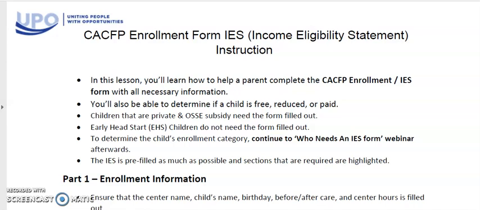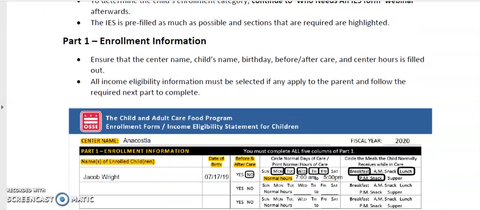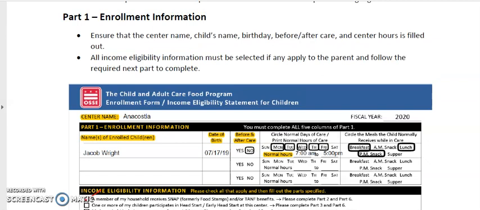The IES is pre-filled as much as possible, and sections that are required are highlighted for your convenience. Part 1, Enrollment Information. You want to ensure that the center name, child's name, date of birth, before and after care, and center hours is filled out. The days of operation and the meals are pre-filled.